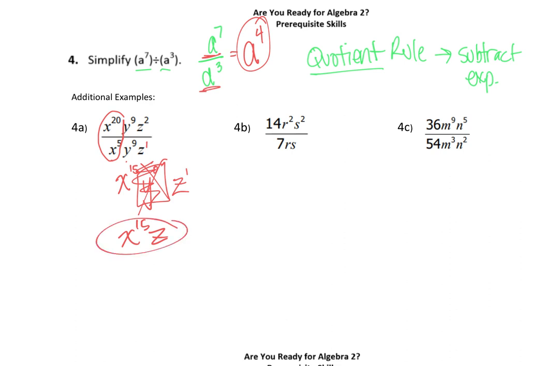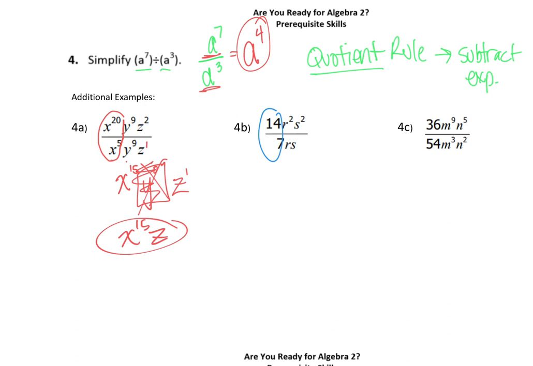Okay, for 4b, here's where we have coefficients. My pen's not working. My coefficients here are 14 in the numerator, 7 in the denominator. So we just divide numerator divided by denominator. 14 divided by 7 is 2. And then we shift gears a little bit. Remember, we're not going to divide our variables' exponents, we're going to subtract. So for r, we have 2 minus 1, which is 1.